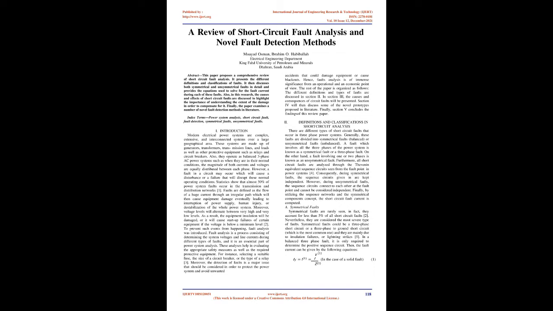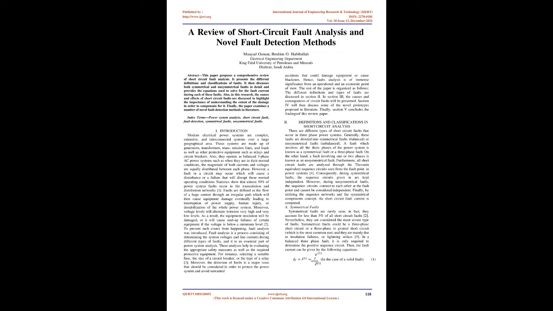Introduction. Modern electrical power systems are complex, extensive, and interconnected systems over a large geographical area. These systems are made up of generators, transformers, transmission lines, and loads, as well as other protective equipment such as relays and circuit breakers. Also, they operate as balanced three-phase AC power systems, such that in normal conditions, the magnitude of both currents and voltages are equally distributed between each phase.